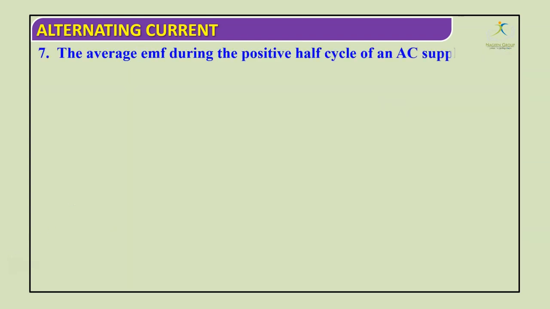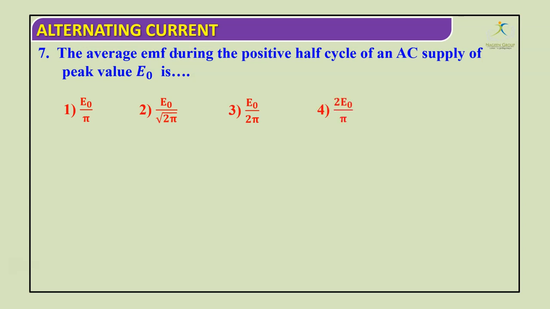Next question we have: the average EMF during the positive half cycle of an AC supply of a peak value E naught. The options we have: E naught by pi, E naught by root 2 pi, E naught by 2 pi, and 2 E naught by pi.